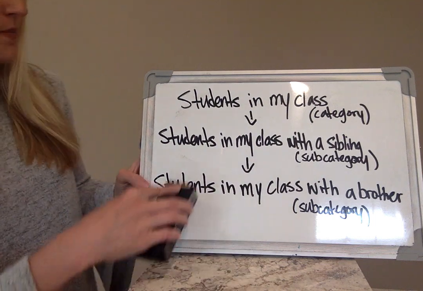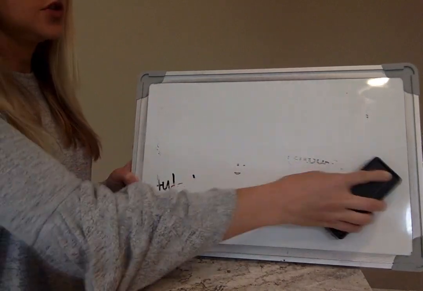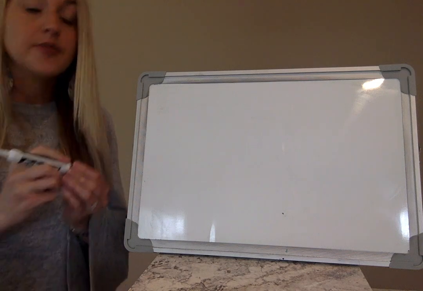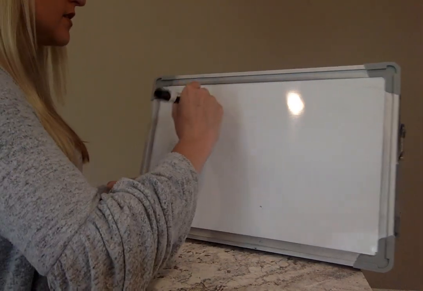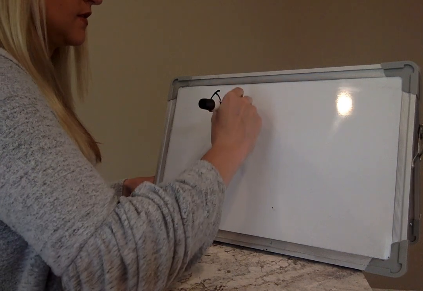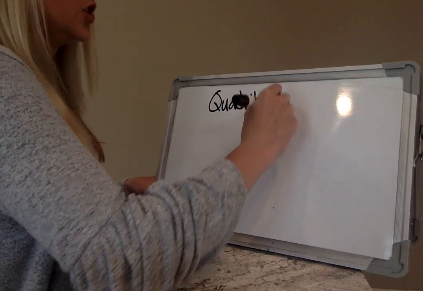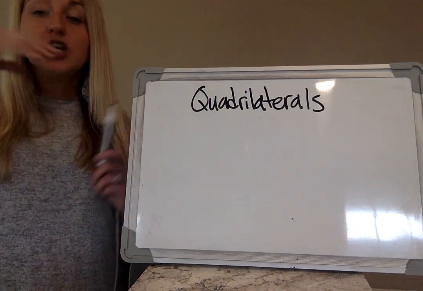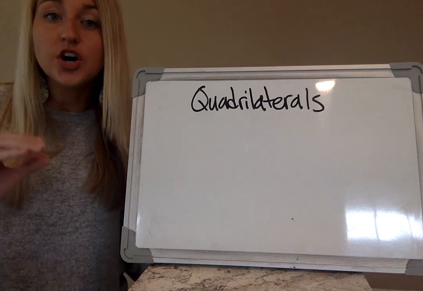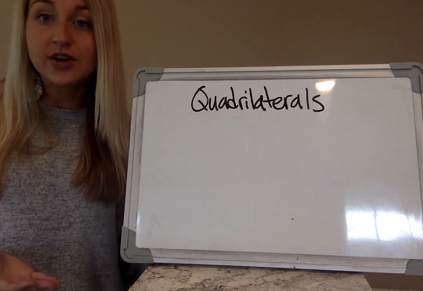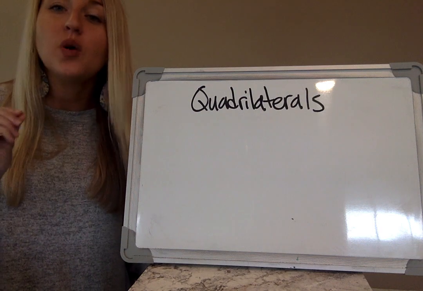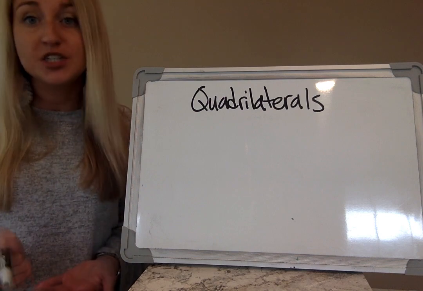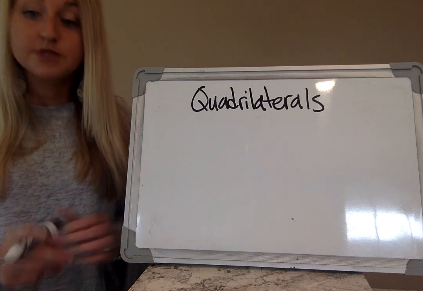Here's how it would look if we chose to create a hierarchy of quadrilaterals. So, my category here is quadrilaterals. This is my category. Each subcategory that I place under my category of quadrilaterals is going to add a certain attribute. It's going to get more specific each time. And there's many different ways you could do this. There's not just one way, but I'm just going to give you a few examples.